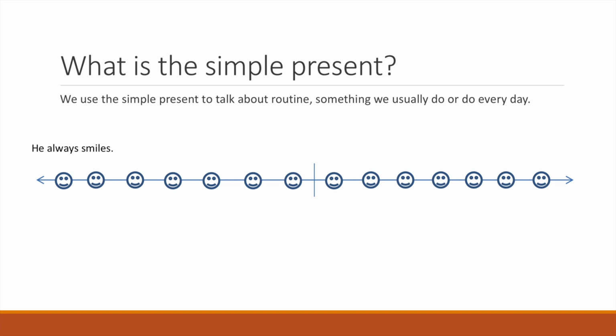So, why do we use the simple present? Again, in English, we use the simple present to talk about things that are routine or something that usually happens every day. We also use the simple present to talk about something that is a fact or true. He always smiles. Again, something he does every day, so we use the simple present.